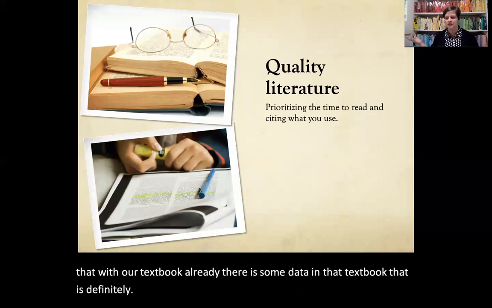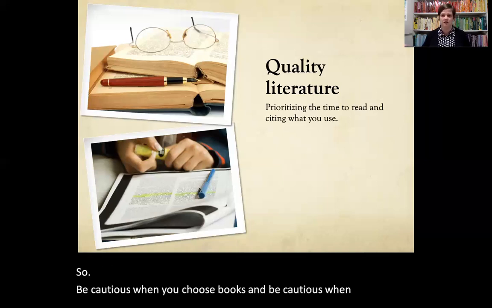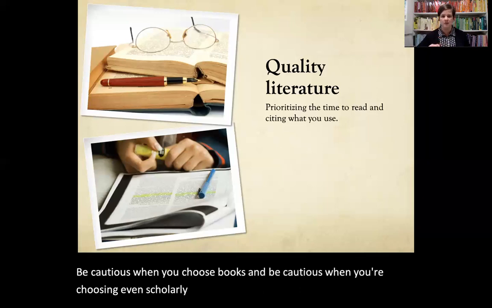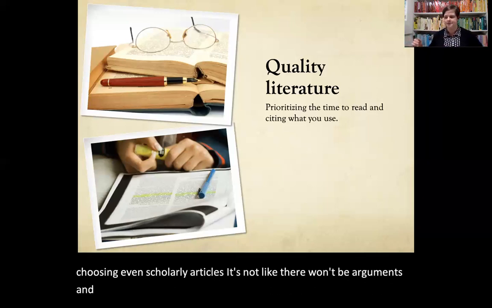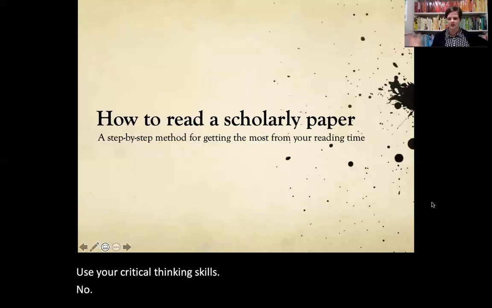There is some data in that textbook that is definitely arguable. So be cautious when you choose books, and be cautious when you're choosing even scholarly articles. It's not like there won't be arguments and different points made. Use your critical thinking skills. Now, how to read a scholarly paper.